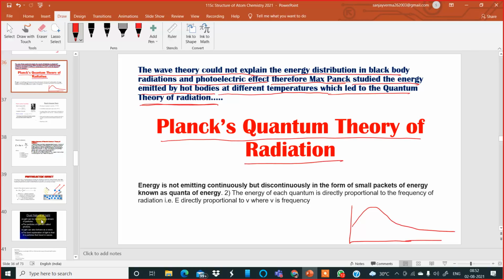Now, under Planck's quantum theory of radiation, remember, energy is not emitted continuously but discontinuously, in the form of small packets of energy known as quanta of energy. Quanta, quantum: singular, plural.